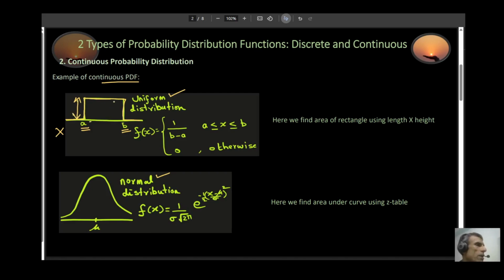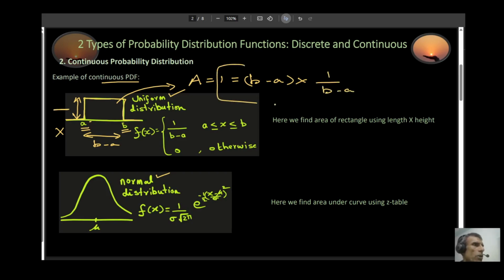This is easy. If you think about it, my area equals 1. The formula for my area is this distance, which is b minus a, multiplied by this number right here, and this number has to be 1 over b minus a. That's the only way it's going to be equal to 1. So this height is 1 over b minus a, and this is how you come up with this expression.